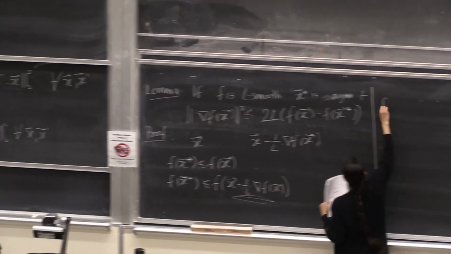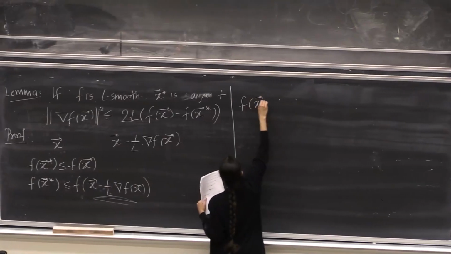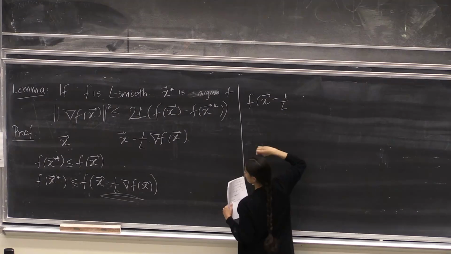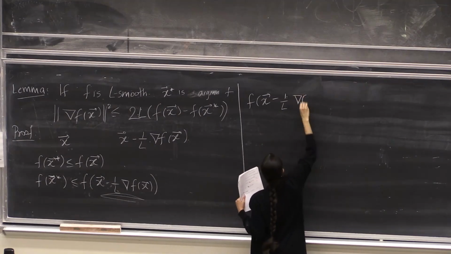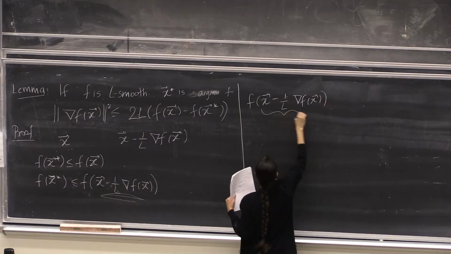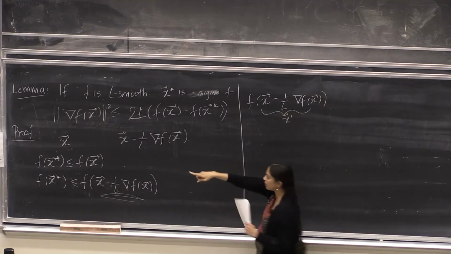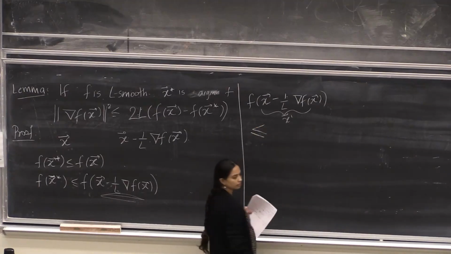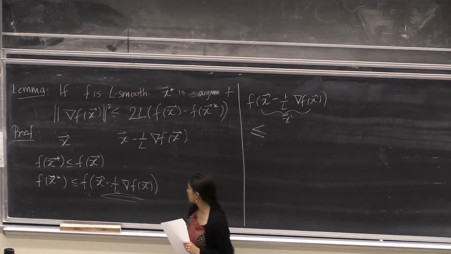So if I write f of now x minus 1 over L, okay? So think of this as now x prime in that definition over there and apply that definition. What can you write this as upper bounded by? What is this upper bounded by?